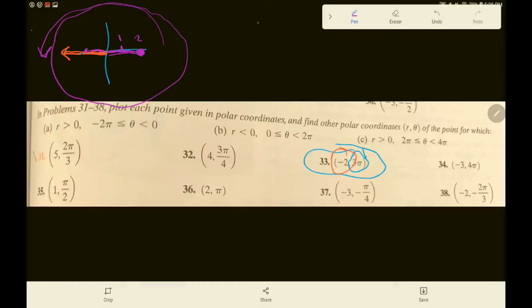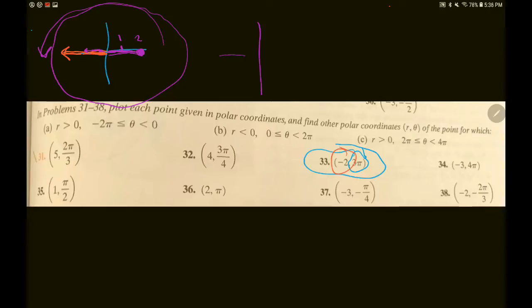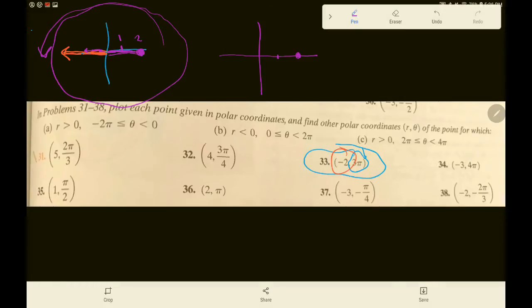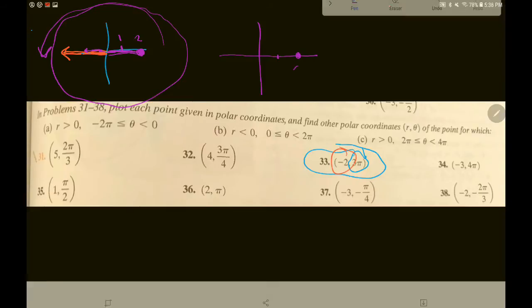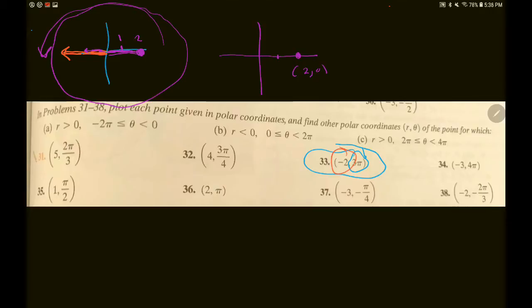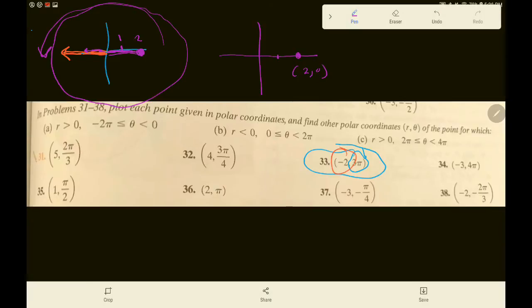Let me graph that point here. So this is the point right here. Now they're not asking you to give rectangular coordinates for that, but if they were, the rectangular coordinates would be 2, 0. But that's not what they want. But that is the plot.